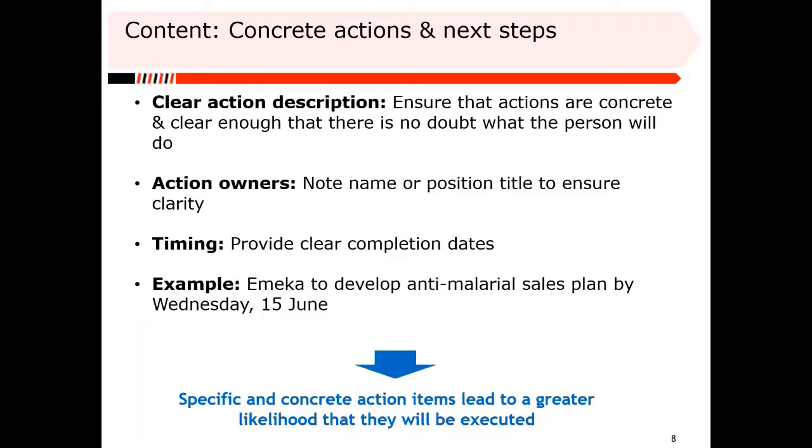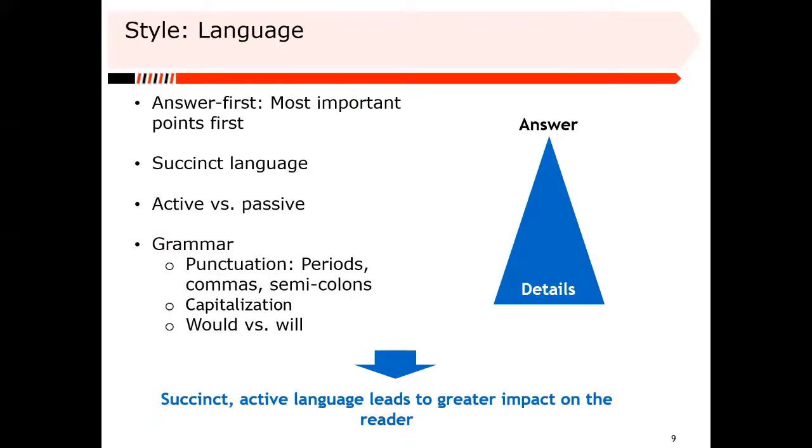So we have one example of what your bullet points for next steps would look like. Here, maybe Emeka is the name of the logistics manager. This example has nothing to do with the logistics assignment, but you get the point. Basically, there's a timeline for when he should deliver, and there's an exact assignment he must do. Specific and concrete action items lead to a greater likelihood that they are executed. Very important point.